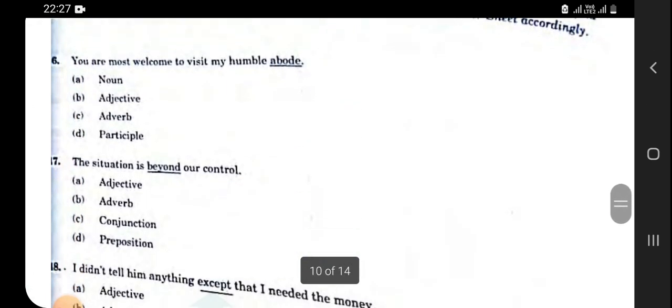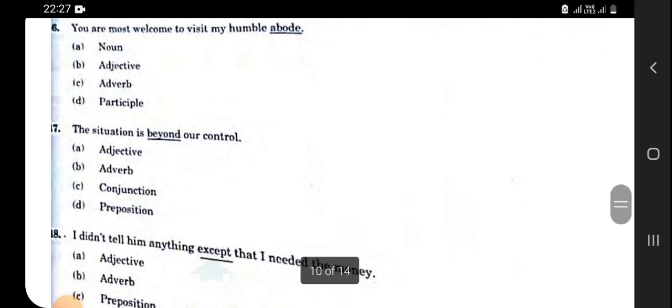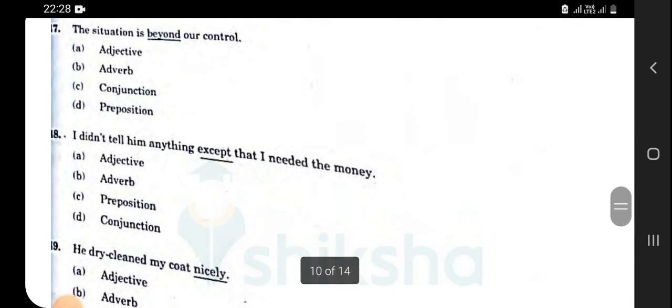The next 5 questions are 46. You are most welcome to visit my humble abode. The word abode is here used as noun. Humble abode. The humble is adjective, but abode is here noun. The situation is beyond our control. So here beyond, we all know that it is a preposition. I didn't tell him anything except that I needed the money. So it can't be adjective, it can't be adverb, it is conjunction.